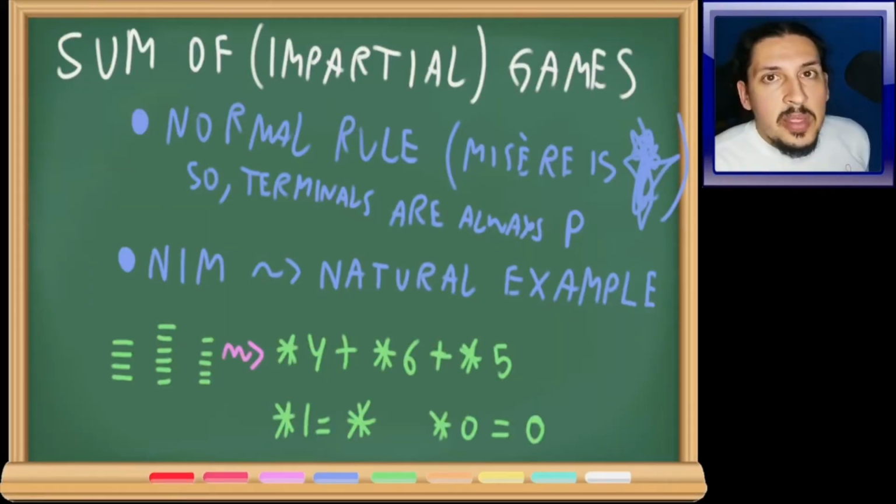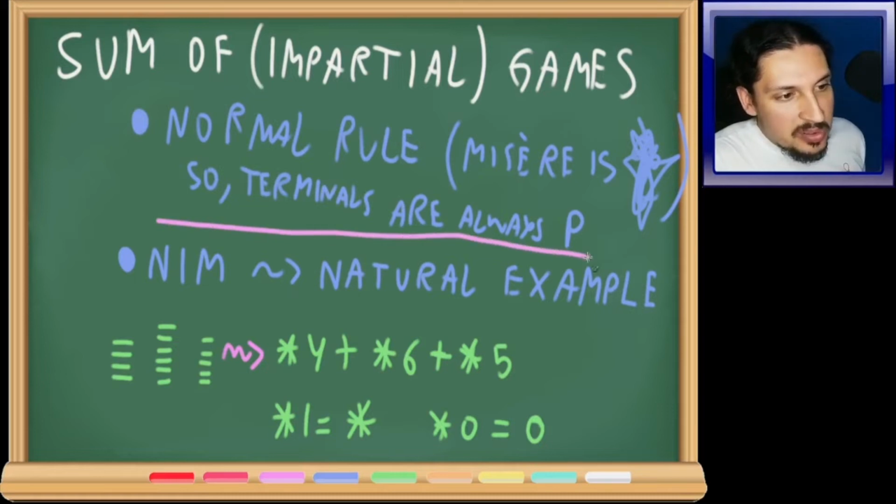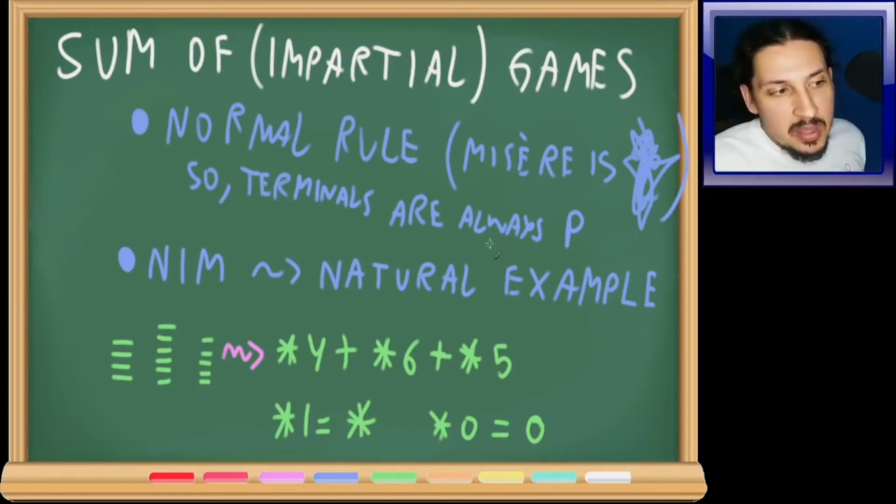Okay, now we get to the most important part, that of the sum of impartial games. Like I said before, we will use the normal rule. So all terminal positions will always be P positions. The player who cannot move loses.